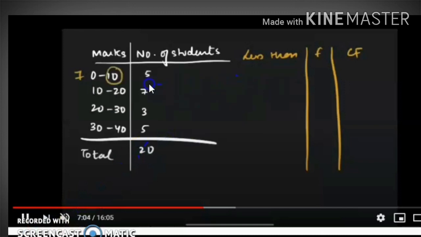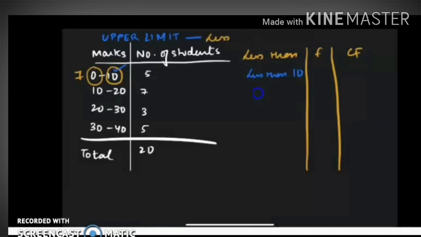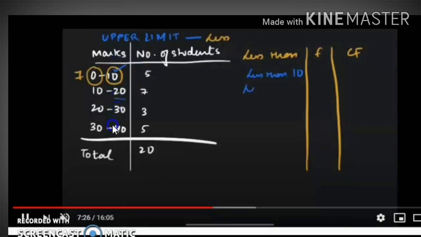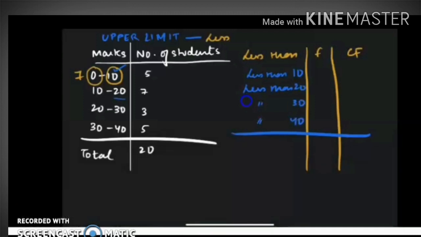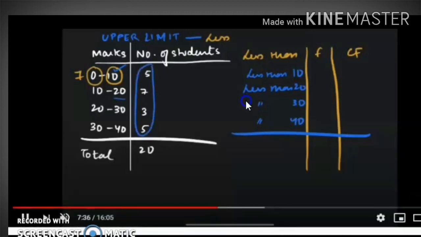So first you will be marking 10 as the less than frequency, that is less than 10, and next you will be marking less than 20. The upper limit has to be taken here for marking this less than frequency. Okay, upper limit is 10, 20, 30, 40, you know. So next is less than 20, next less than 30, next less than 40. So these are the markings, and you have to just write the frequency here.